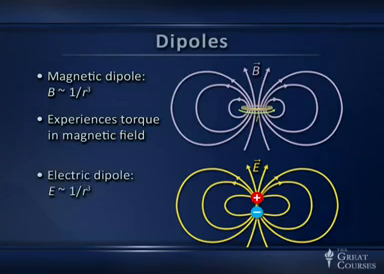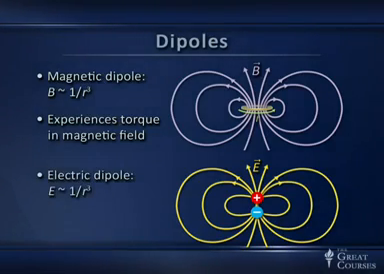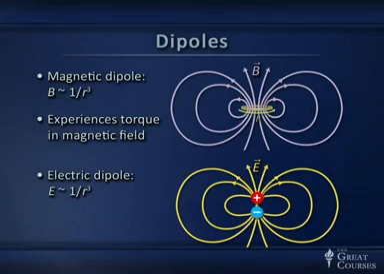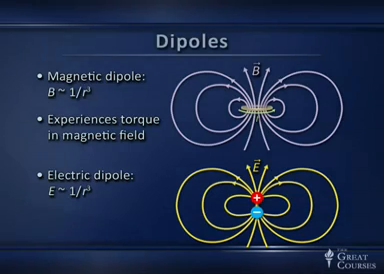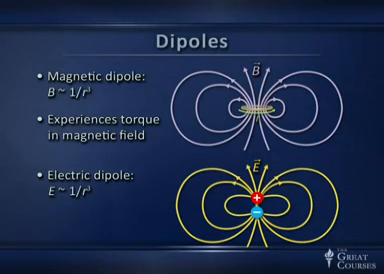The electric dipole is a very different beast in its origin. It's created by 2 point charges. We don't have 2 isolated magnetic, quote, point charges. We don't have magnetic monopoles, isolated north and south magnetic poles. We make magnetic dipoles with current loops, but we make electric dipoles with isolated positive and negative point charges.